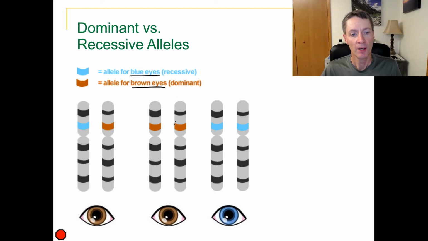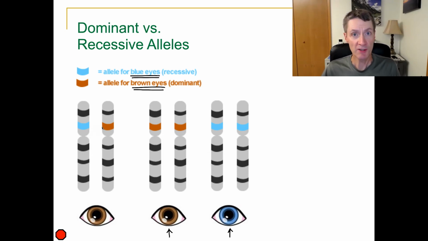Now, if you have 2 genes for brown eyes, 2 of that particular allele, well, it would make sense that you would have brown eyes, and that's what you'd end up with, okay? If you have 2 genes for blue eyes, well, it makes sense you would have that genotype, so you would have that phenotype as well. Your phenotype would be apparent in that you would have blue eyes. Okay?